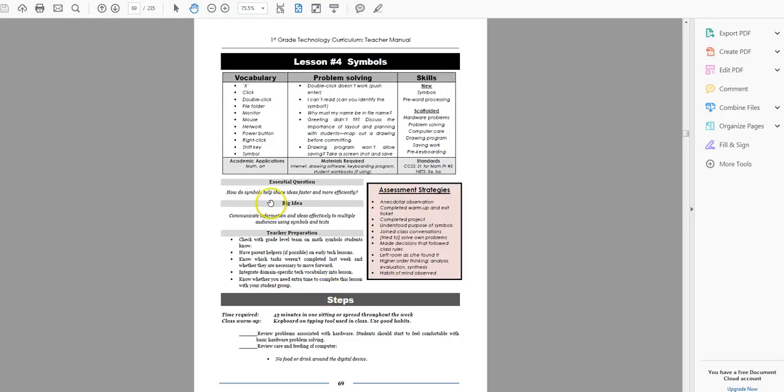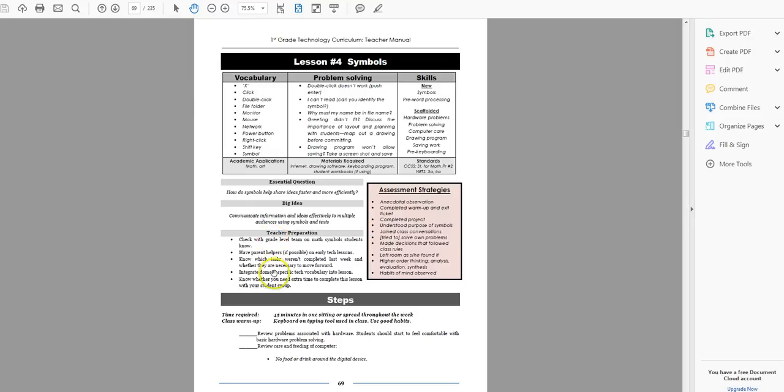Essential question: how do symbols help share ideas faster and more efficiently? And that is their purpose. Rather than writing out texts that only one cultural group can read, because it's English or French or Spanish, a symbol is pretty much across the board. Everyone knows what that crosswalk symbol means, or that driving symbol means. They all know it because it doesn't depend on a written language. So there is real value to symbols. The big idea is to communicate information and ideas effectively to multiple audiences.